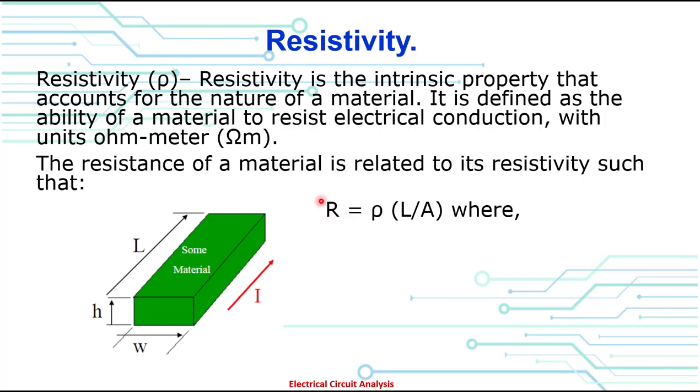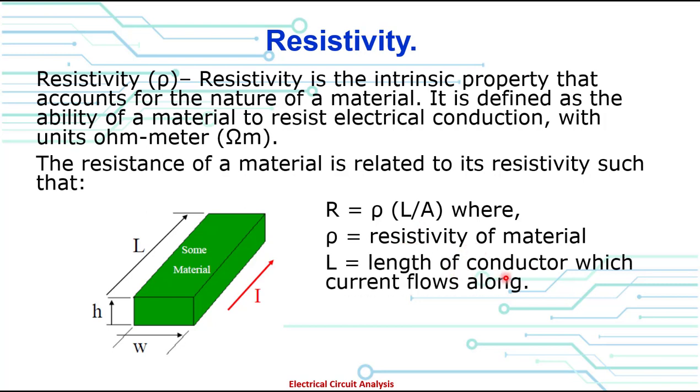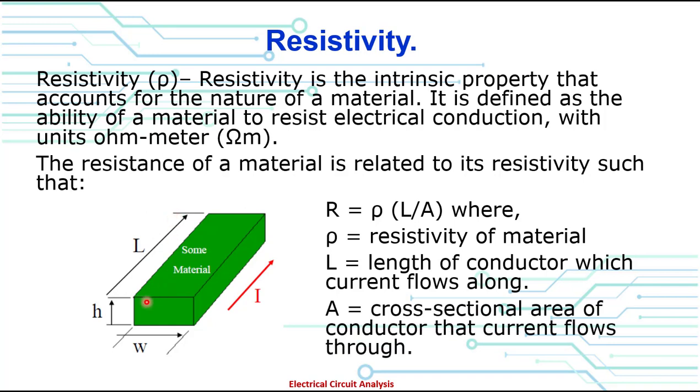R represents the resistance, which is equal to rho, the intrinsic property of the conducting material, times L divided by A. Rho is the resistivity of the material, L is the length of the conductor along the flow of current. This is the direction of flow of current, and this is the length of the conductor. A is the cross-sectional area of the conductor. This area is the cross-sectional area, which is height times width.